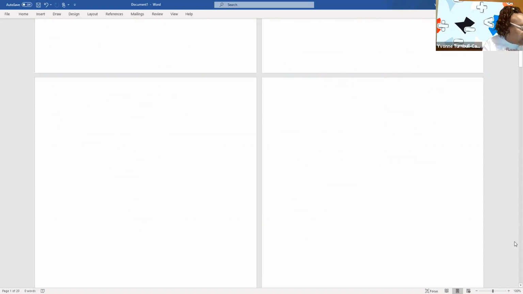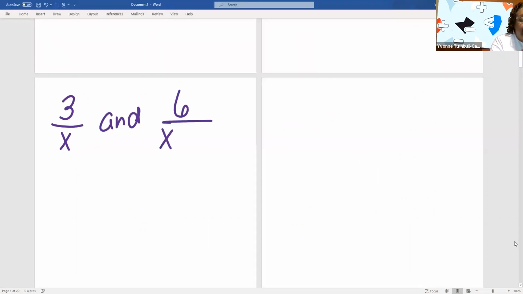All right, so let's look at, and we also looked at one that looks like this. We have 3 over x and 6 over x plus 4. Looking at both denominators, they have nothing in common. And when they have nothing in common, you simply multiply to get the LCD.